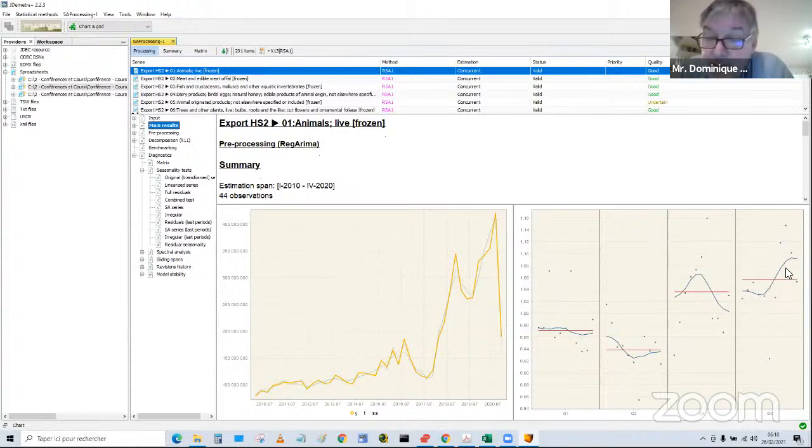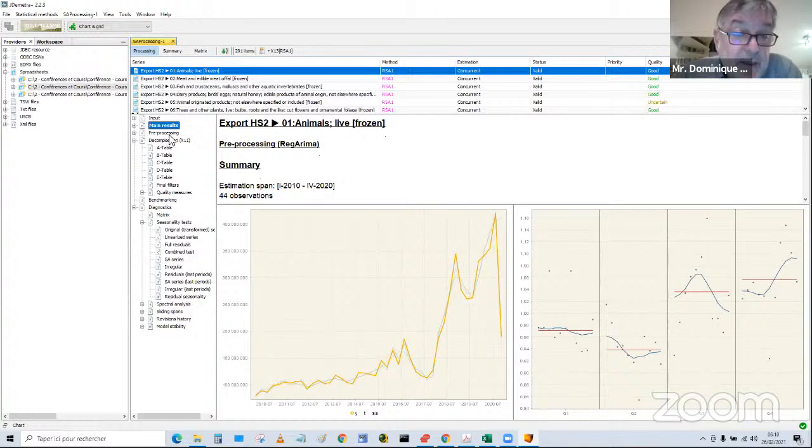Anyway, it seems to go pretty well. The smoothing seems to be pretty good, but I have a strong evolution. So it's likely that I will find some problem in my M statistics. Let us have a look at the M statistics. Here, so you can find them in decomposition, X11, okay? And you go to quality measures, the last item, and you go to summary.